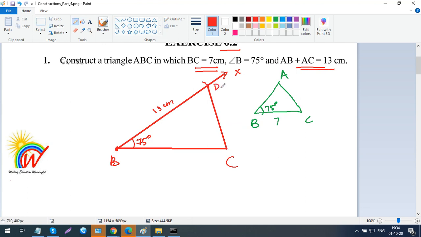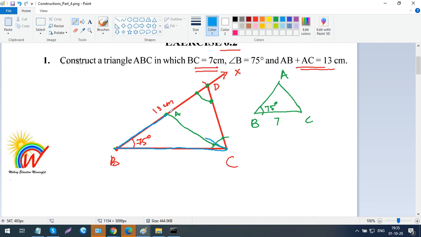Now you have to copy the angle. So how do you copy the angle? First you keep the needle over here and cut an arc. With the same needle, the same measurement, cut an arc over here also. Then you measure these two, and the same way you measure these two and cut an arc. So this particular thing is your angle. So you join it over here. This is your A. So ABC is the required triangle.